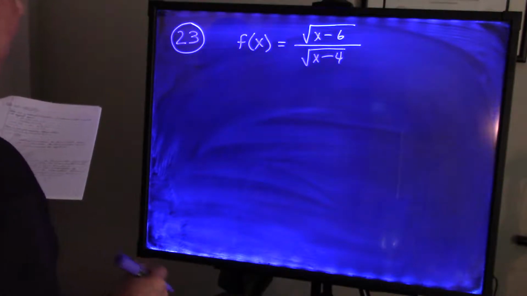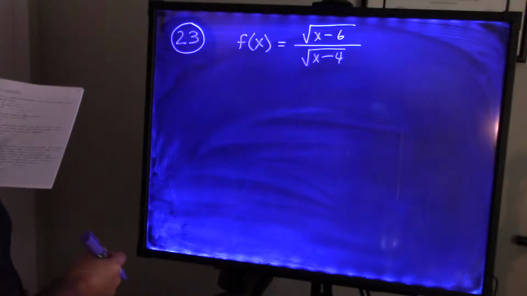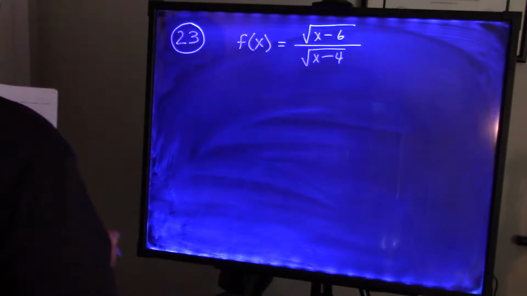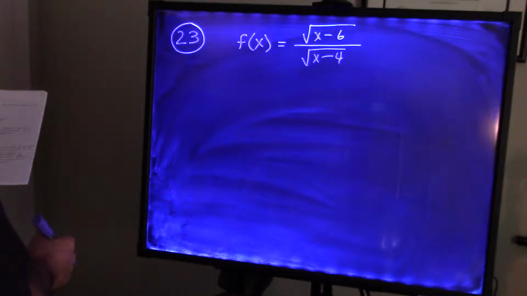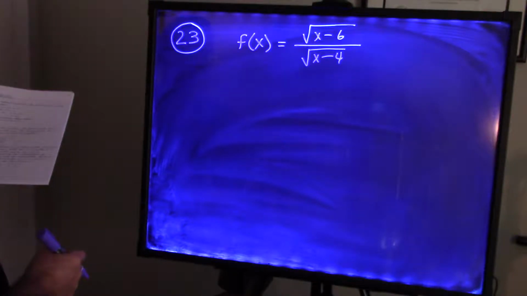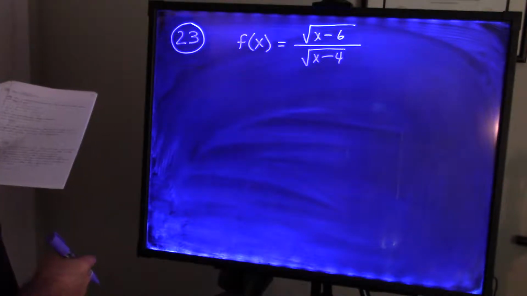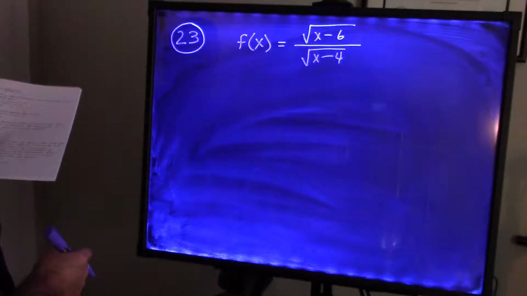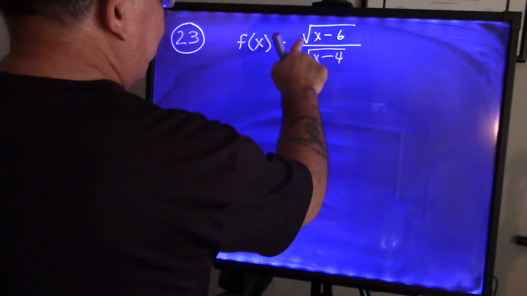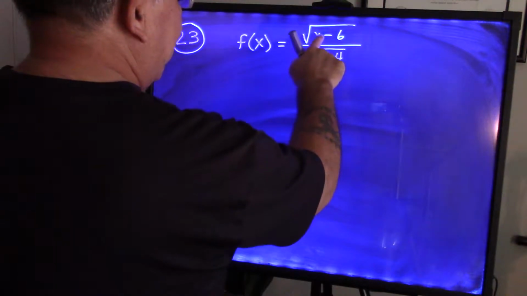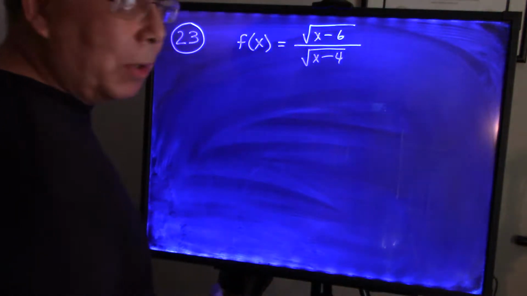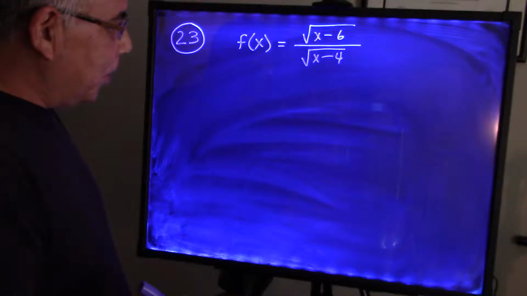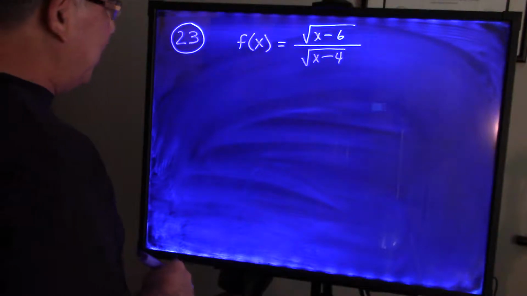So in a rational function, we can't have a denominator equal to 0. That's the usual situation. Now, in this case, we have square roots both in the numerator and the denominator. So what you have to do is ensure that you're not having negative numbers under these square roots. So that's another little difficulty that has been thrown in here.